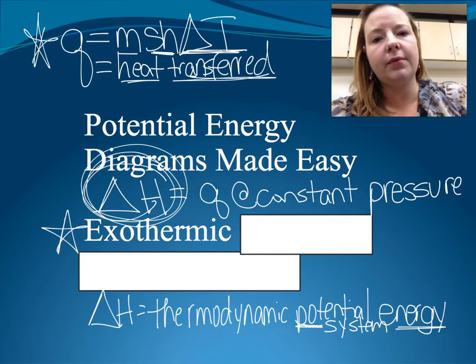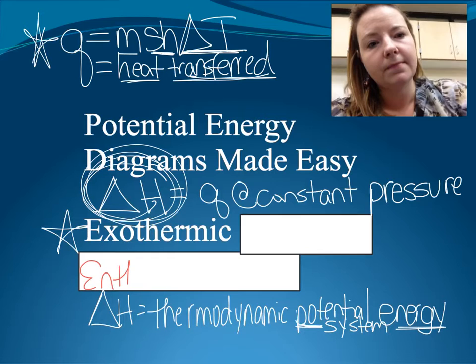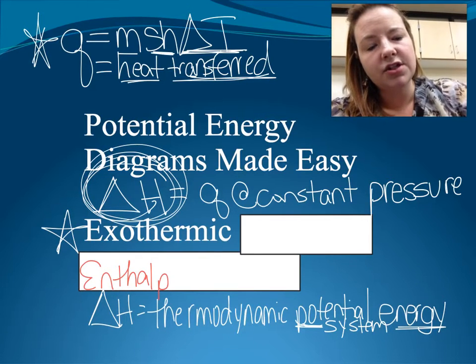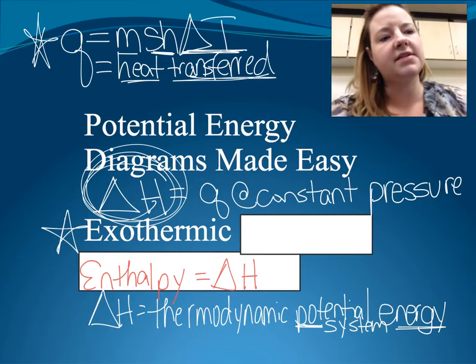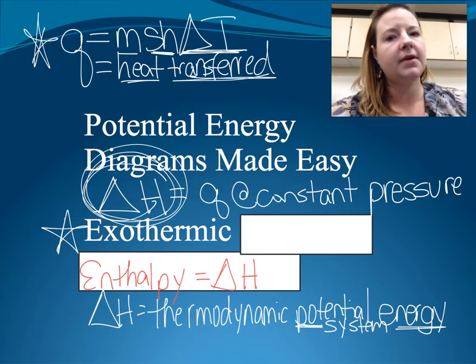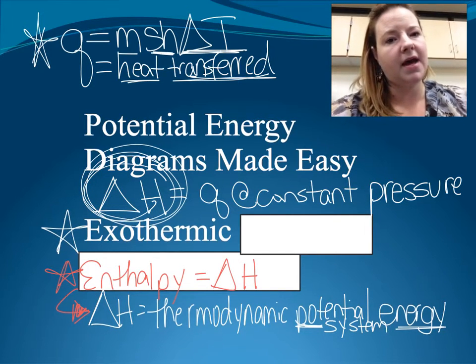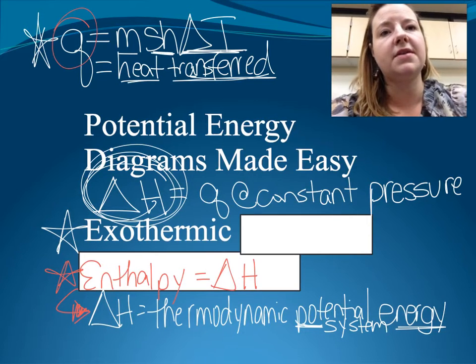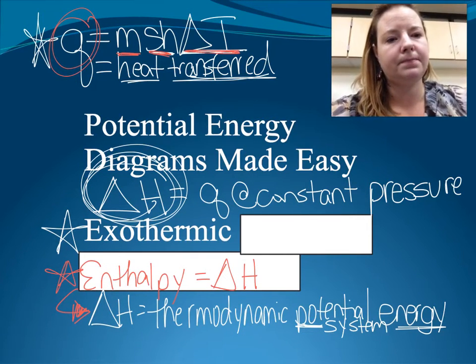One other word that we are going to be seeing is enthalpy. And that's just another way of saying delta H. That's how much potential energy a system can have. So whenever you read enthalpy or see that, they're just talking about how much potential energy the system has, which for us is also going to be the same as Q, mass times specific heat times delta T.